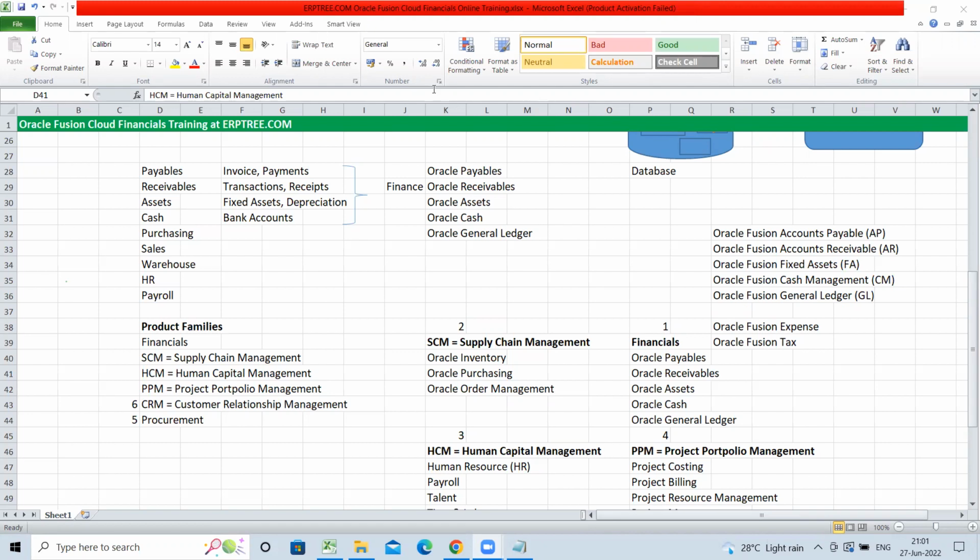If somebody suggests you can try with GL and AP, or GL, AP and AR, so payables, receivables and GL, yes, you can try, but you will lose many opportunities. Many people won't pick your CV. Many companies won't. So minimum you should have these 5 in your profile.